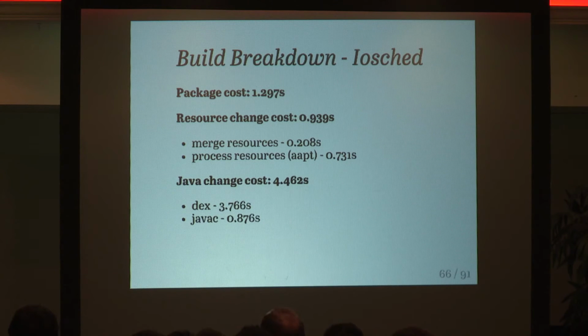A Java change is a bit costlier. There are 2 really important parts here. One of them is the Java compile, or javac. That takes a second on its own, just to compile your Java source code into class files. And the really costly part of any Android build is the Dex step, which converts the Java bytecode into Dalvik bytecode. This is like half of the build here, right?